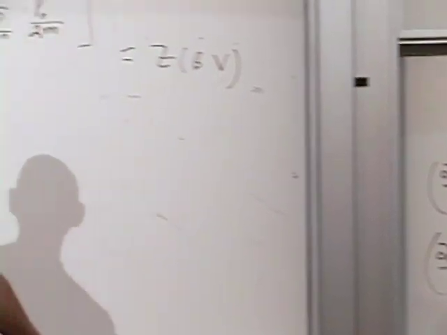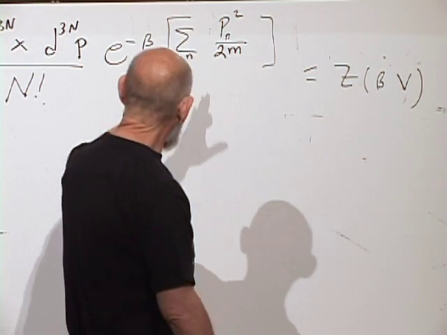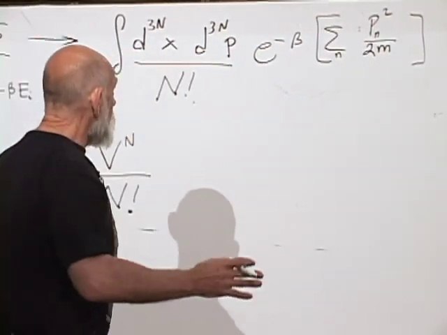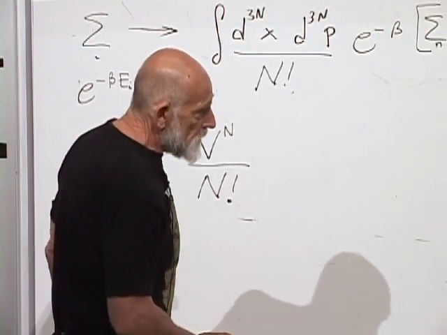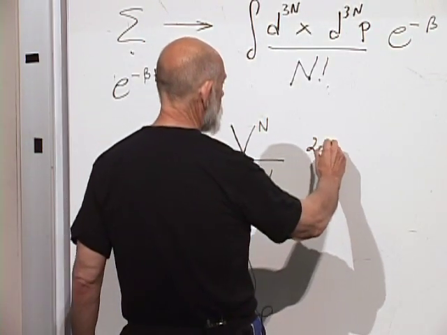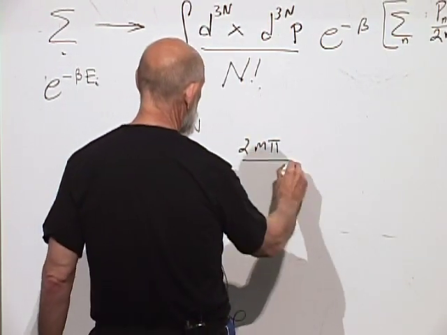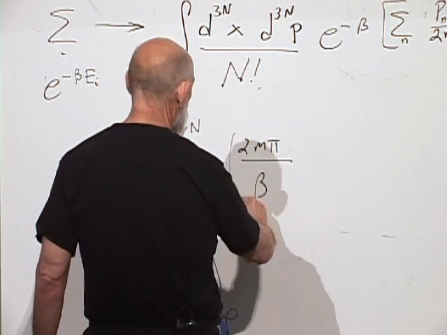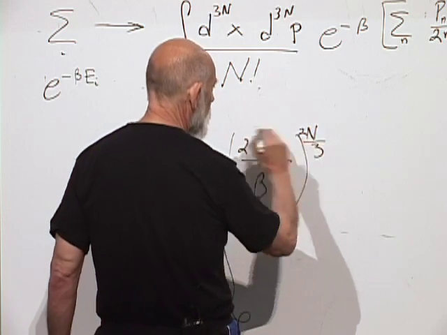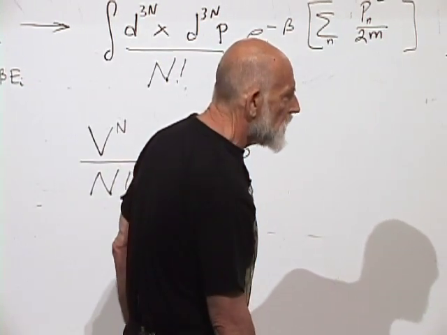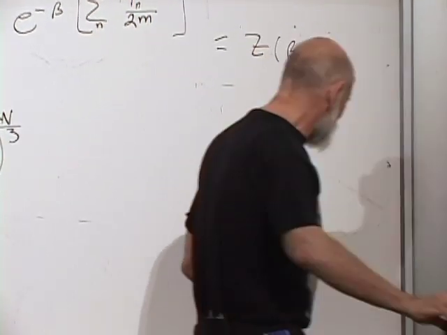How many powers of that integral are there? 3n, one for each component of the momentum. So the whole partition function has now been done. It is 2m pi divided by beta to the power 3n divided by 2. 3n divided by 2.